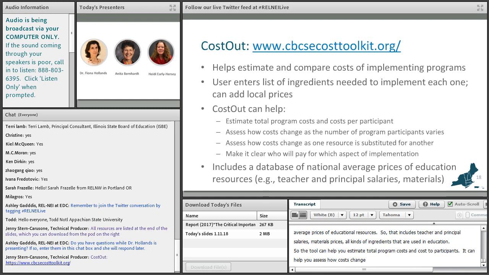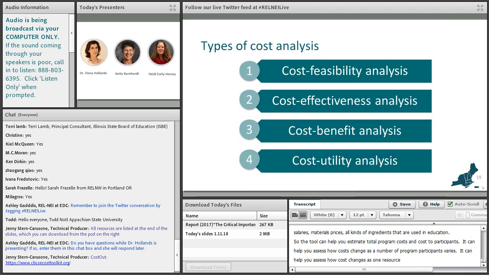It can help you assess how costs change as the number of program participants varies. It can help you assess how costs change as one resource is substituted for another. And it can also make it clear who will pay for which aspect of implementation.